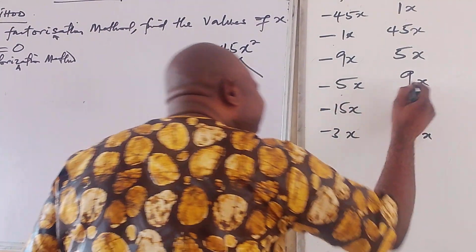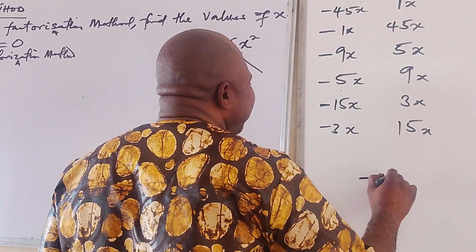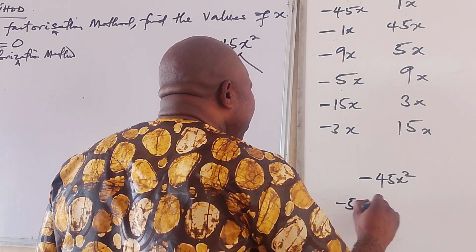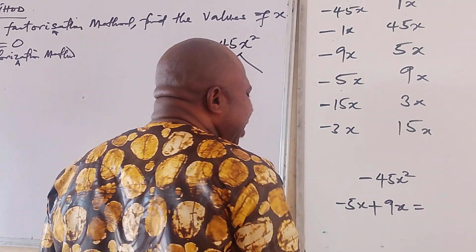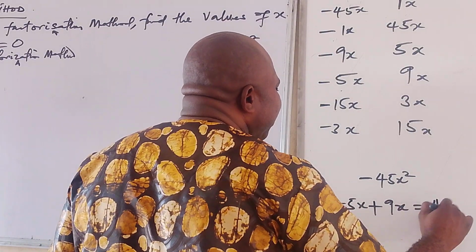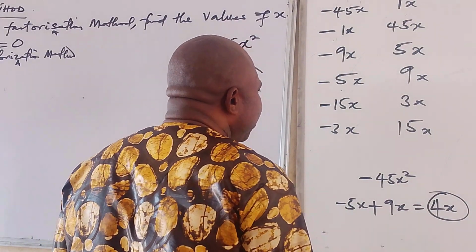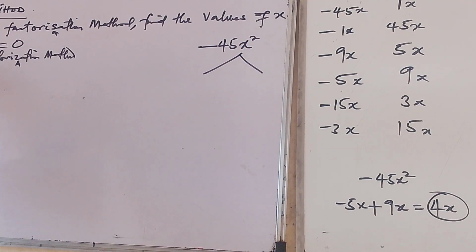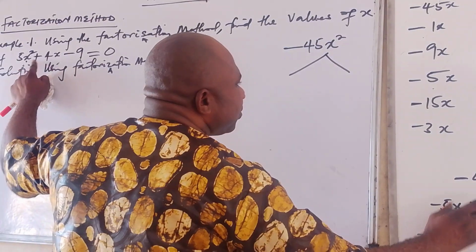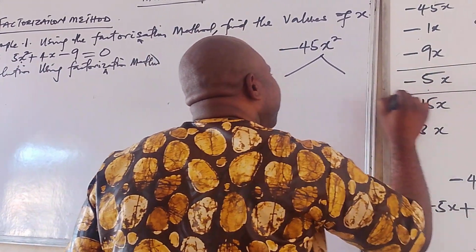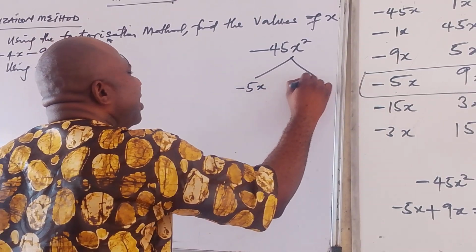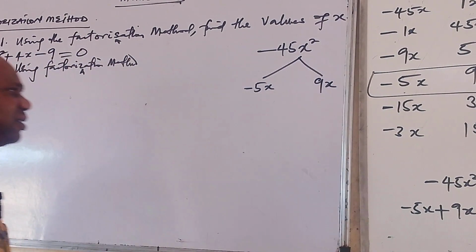Now, minus 5x times 9x is minus 45x squared. Now, minus 5x plus 9x, when you add minus 5 plus 9, will give us plus 4x. We know that 4x is the same thing as plus 4x. Since we have plus here, these are the factors. So we are using these two factors: minus 5x and 9x.